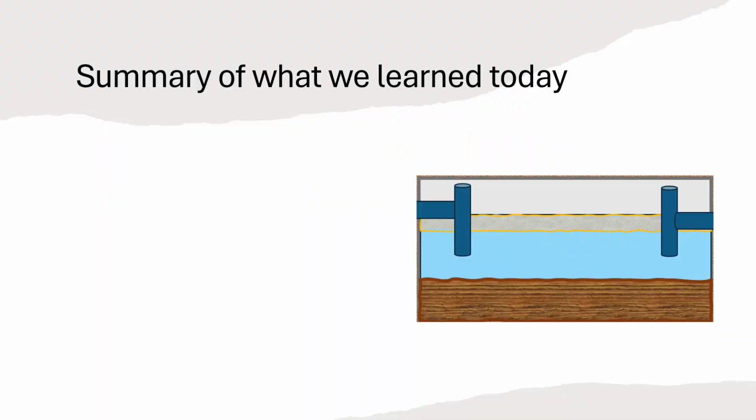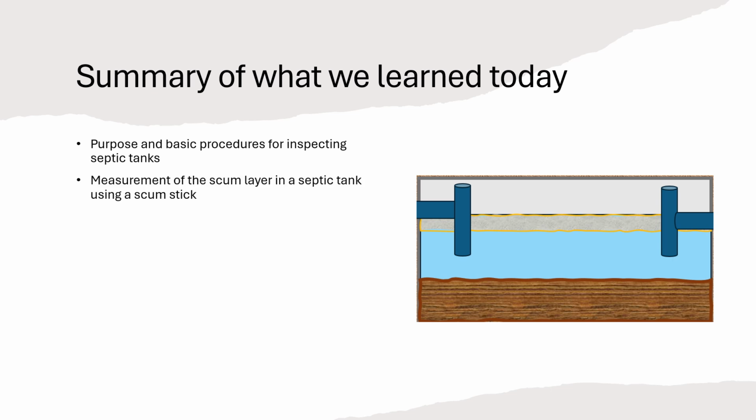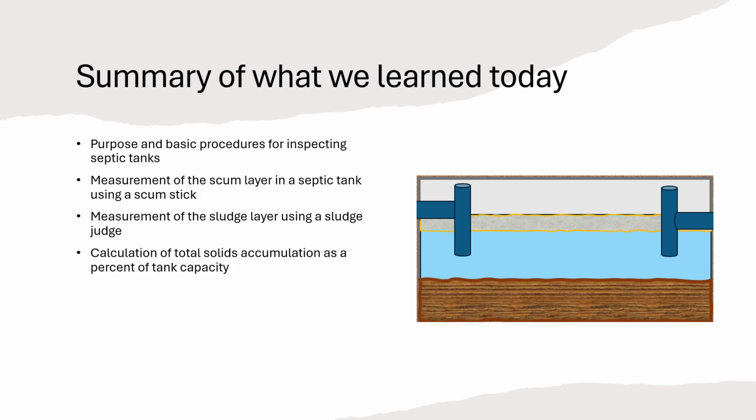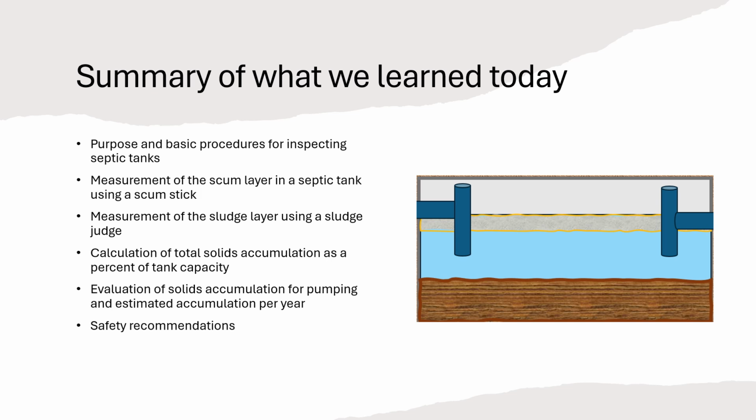Let's briefly summarize what we went over today. First of all, we discussed the purpose and basic procedures for inspecting a septic tank. We discussed how we can measure the scum layer using a septic measurement tool called a Scum stick. We talked about measuring the sludge layer using a sludge judge. And we used this information to perform a calculation that told us what the percent solids were for our tank. And we also estimated the solids accumulation per year. We discussed some basic safety recommendations, and lastly, we discussed how we can evaluate liquid levels in tanks.